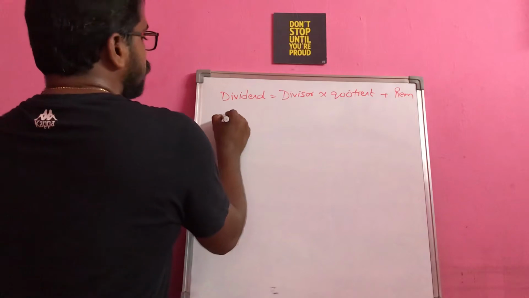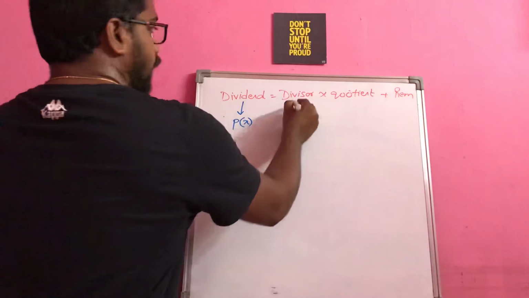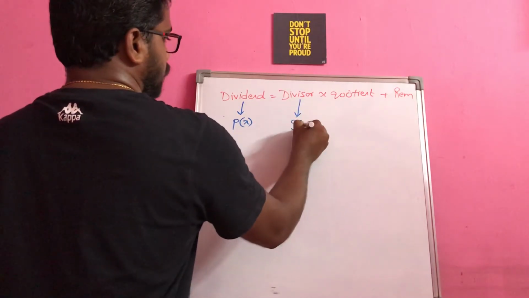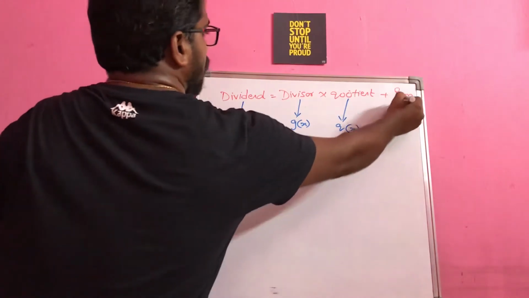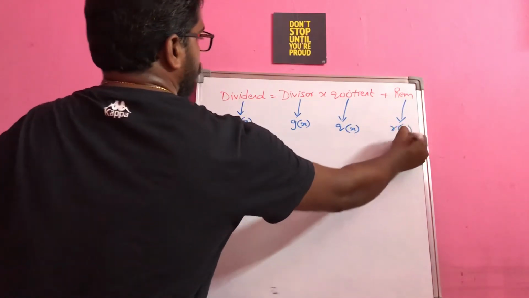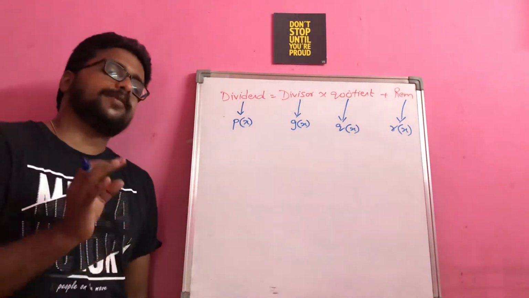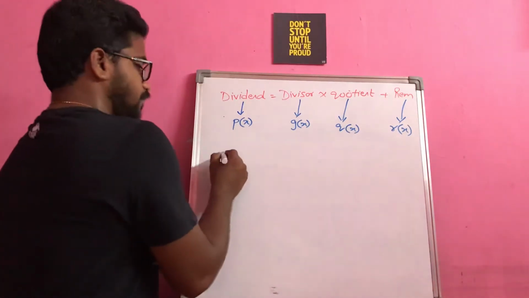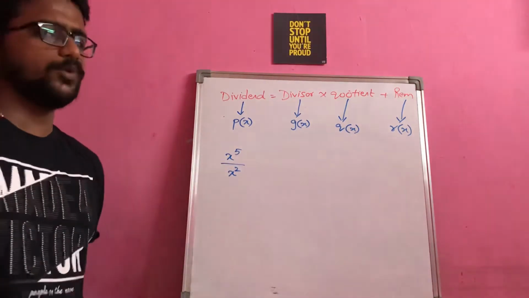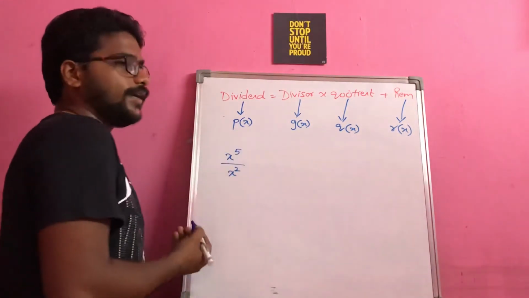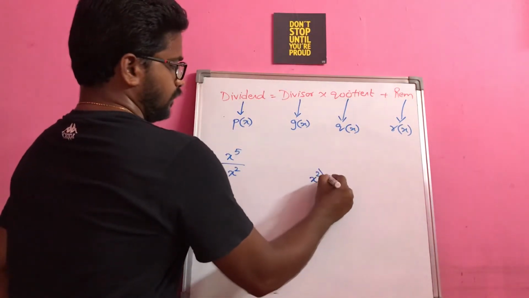Generally, the dividend we will represent with p of x, the divisor with g of x, the quotient with q of x, and the remainder with r of x. Just for the time being, let me take an example, something like x power 5 divided by x square. I am taking a very simple one. We can just directly cancel and you will get the answer x cube. But let me do the long division.